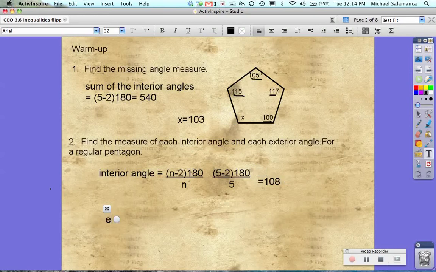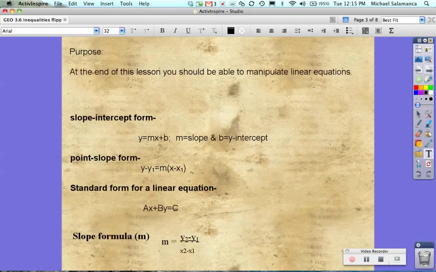For the exterior angle, that's equal to 360 degrees divided by n. And since the number of sides in this instance is 5, then we know that our exterior angle is equal to 72 degrees. So now let's look at your purpose.